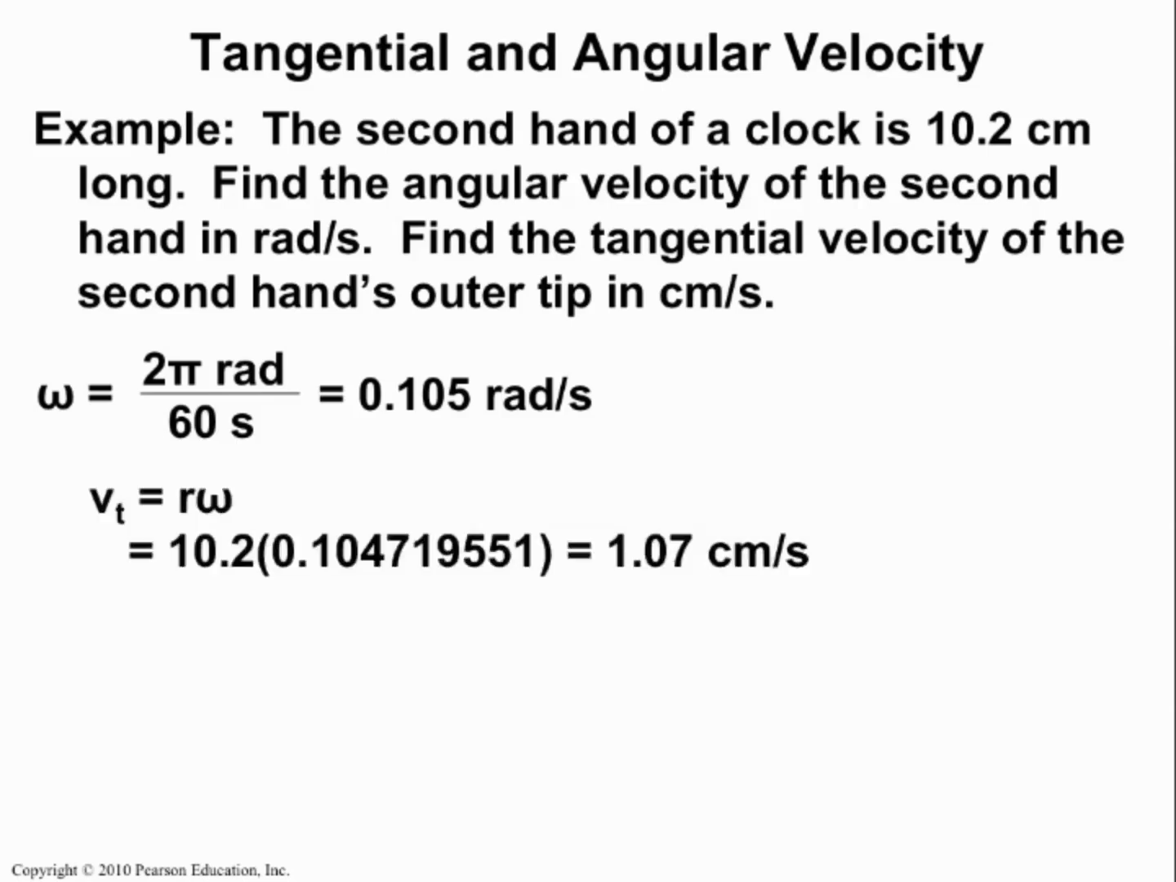Now, using V_t equals r omega, we plug in our r there, and we have 10.2. Since the problem asks us for centimeters per second, we don't have to convert to meters. Let's leave it like that. And of course, I'm using my unrounded omega since this is just part of the calculation. So you can use the 0.104719551, which rounded to the 0.105. And we're left with 1.07 centimeters per second.